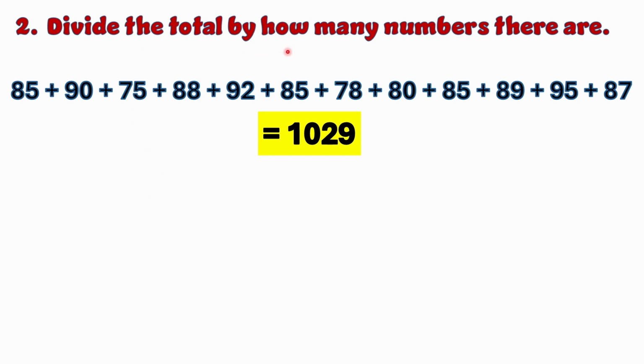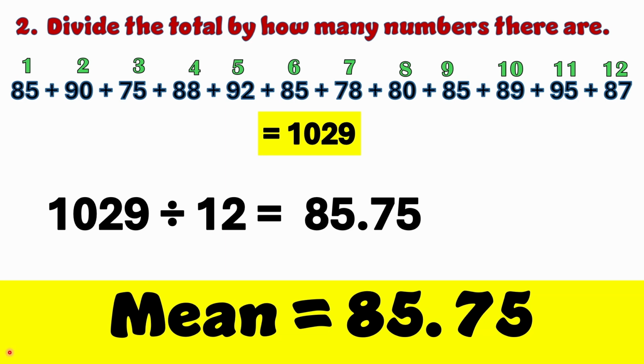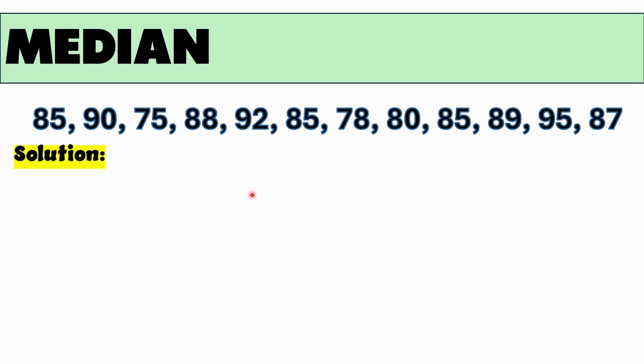Now let's have the second step. Divide the total by how many numbers there are. So let's count 1, 2, 3, 4, 5, 6, 7, 8, 9, 10, 11, 12. So we have 12 numbers. Therefore, we divide it by 12. So 1029 divided by 12, the answer is 85.75. Therefore, the mean is 85.75.